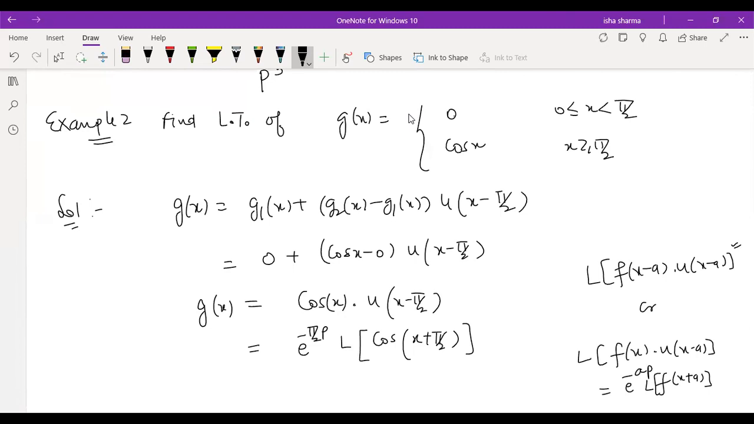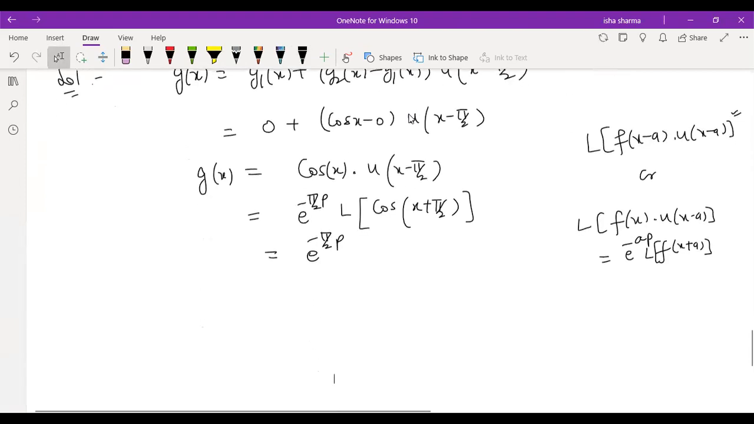So it's easy to remember. You don't need to cram these formulas. You multiply with e raised to power minus ap and multiply with the Laplace transform of the function that is multiplied with the unit step function. If it is of the form x minus pi by 2, take it as f(x). If it is another form, then add a to it to balance things. Now you need to do this calculation. Yes, tell me, what is the Laplace transform of cos(x plus pi by 2)? How will you do that?